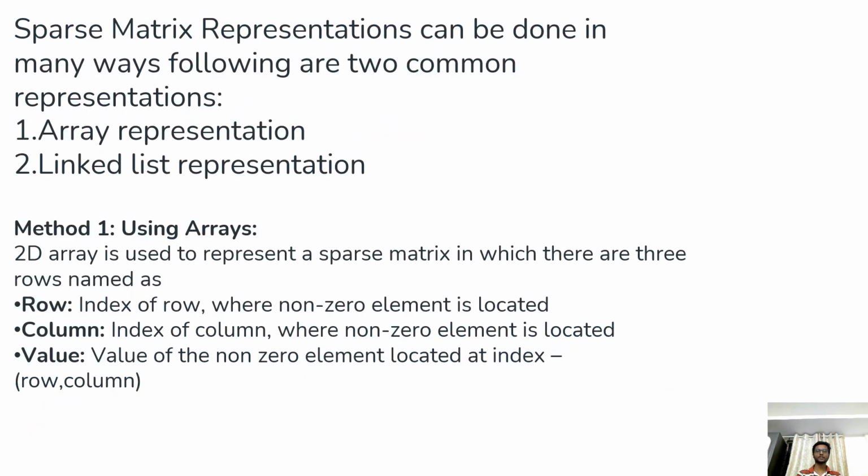Sparse matrix representation can be done in many ways. Following are the two common representations. First one is array representation and the second one is linked list representation. Method 1. Using arrays. A 2D array is used to represent a sparse matrix in which there are three rows named row, index of the row where the non-zero element is located, column, index of the column where the non-zero element is located. Next one is value, value of a non-zero element located at an index.